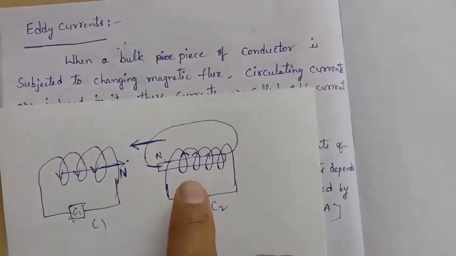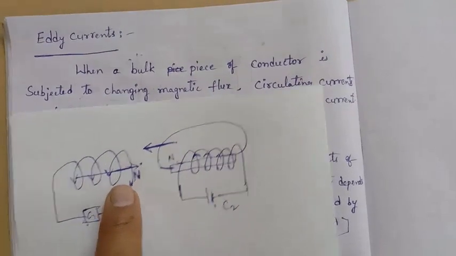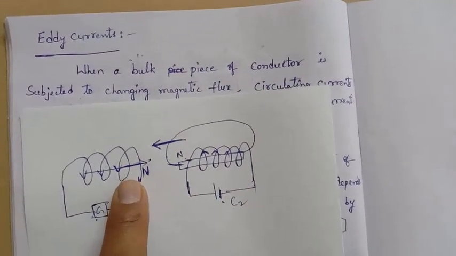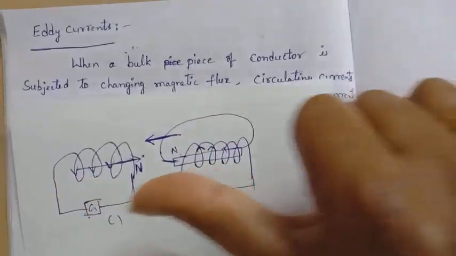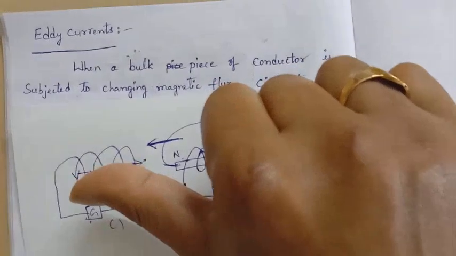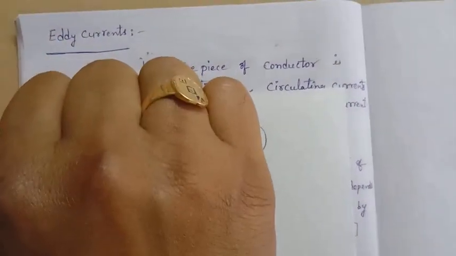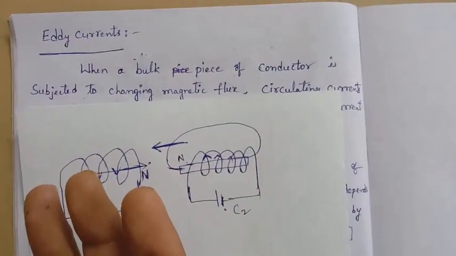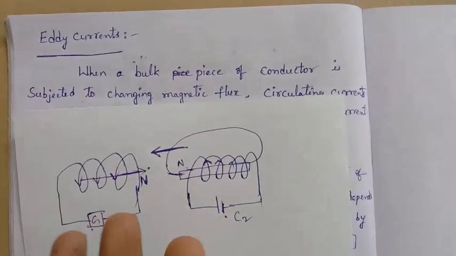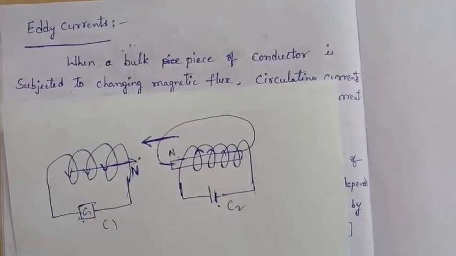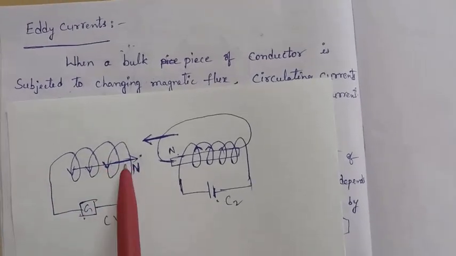Suppose this north pole is pushed towards the coil. At that time the induced EMF direction will be in the opposite manner. Actually you have to apply the magnetic field in this direction, but the EMF is induced in the opposite direction. So it is Lenz's law. The EMF is induced in this direction, which means the magnetic lines of force start here only, so it is nothing but N.